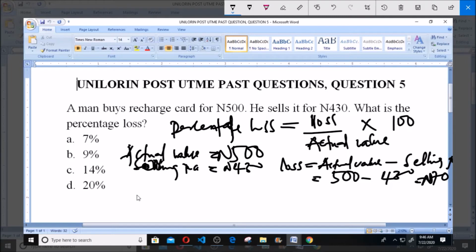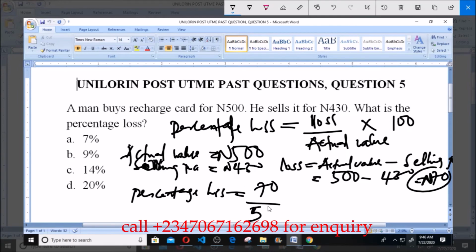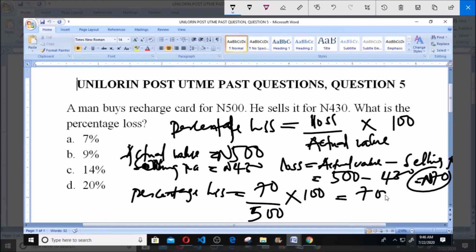So from our formula, percentage loss is equal to loss over actual value. We found out that our loss is 70 naira, which is 70 divided by the actual value, 500 naira, the amount he bought the recharge card before he sold it, multiplied by 100. Now 70 divided by 500 multiplied by 100, that's 70 times 100, which is 7,000 over 500, will give you 14%.